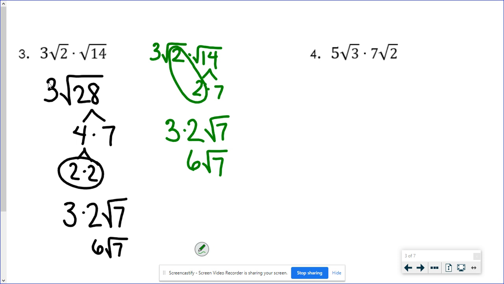In number 4, the radical parts, the square root of 3 and the square root of 2, neither one of those simplify. There's no pairs that I can possibly get just from the stuff in the radicals. So what I would do is multiply the 5 and the 7 together to get 35 on the outside. And then I would put these two together, which gives me 6. I don't even really need an arrow. It's just this 3 that's in the radical and this 2 that's in the radical just go together to make 6. So it's just 35 rad 6.